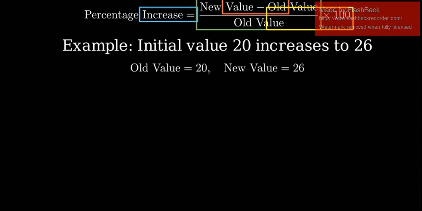Now, let's plug these values into our formula. We have 26 minus 20, divided by 20, all multiplied by 100. Let's solve this step by step.